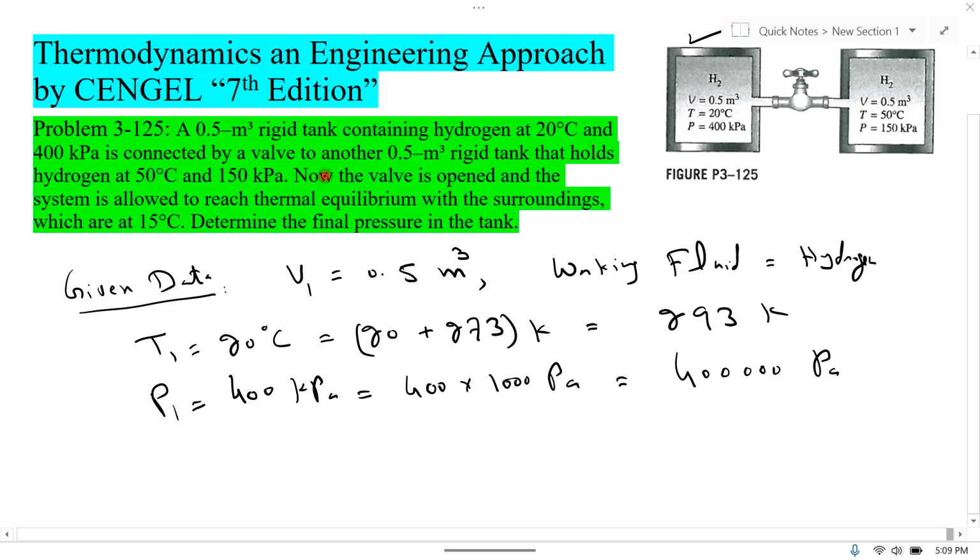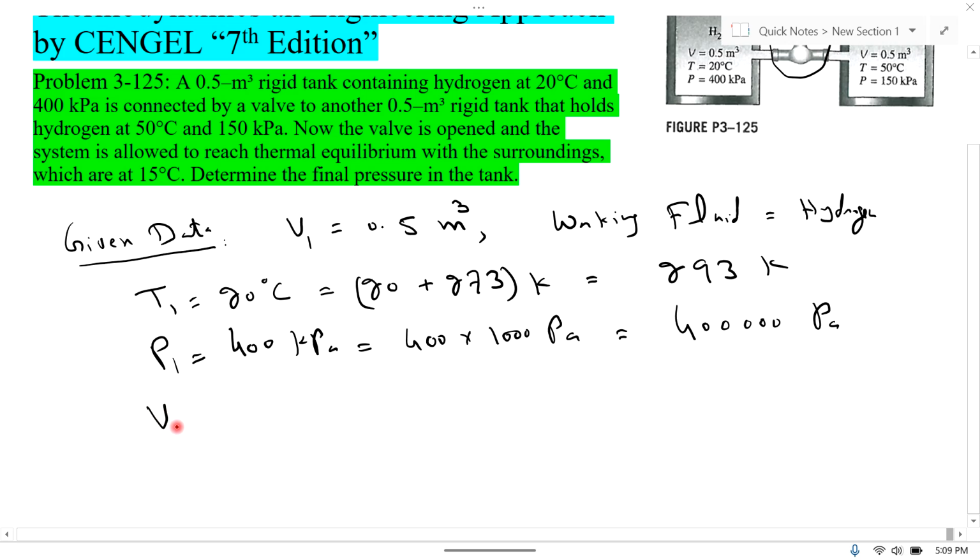It is connected by a wall. This is the wall. It is connected by a wall to another 0.5 cubic meter tank. The volume of this is also 0.5 meter cube. This is V2, 0.5 cubic meter, rigid tank. This is also rigid, the volume is fixed. That holds hydrogen.